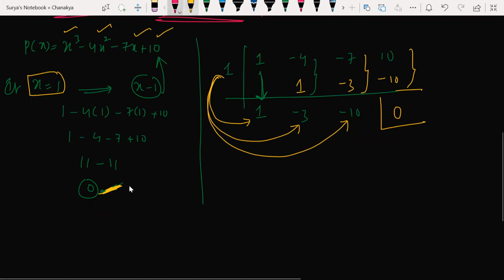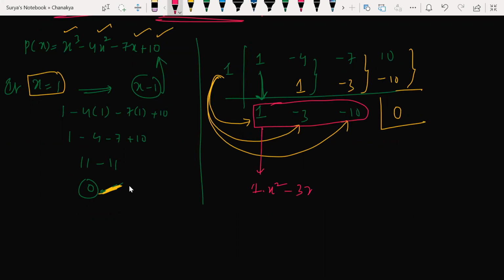Now I need to write a quadratic equation by using these coefficients. How? 1 into x square minus 3 into x minus 10. This is the quadratic polynomial I need to write by using these coefficients. Now how can I factorize this?